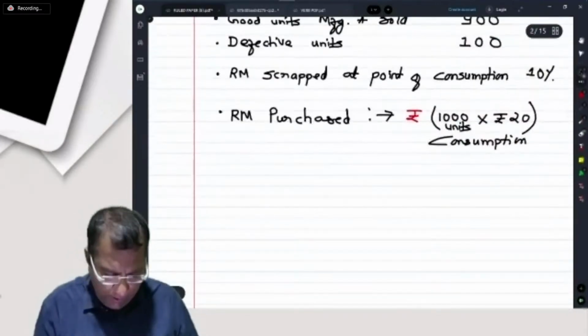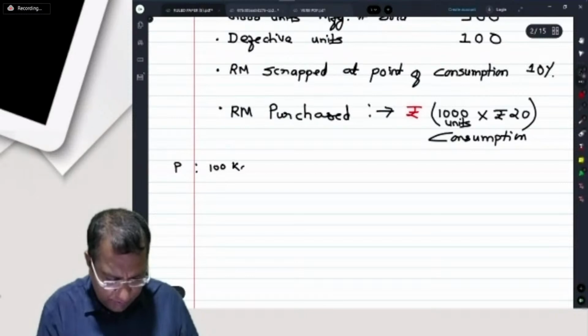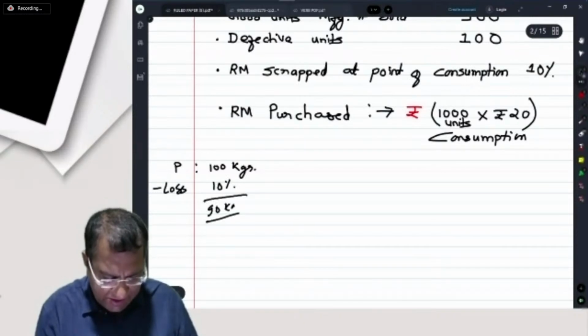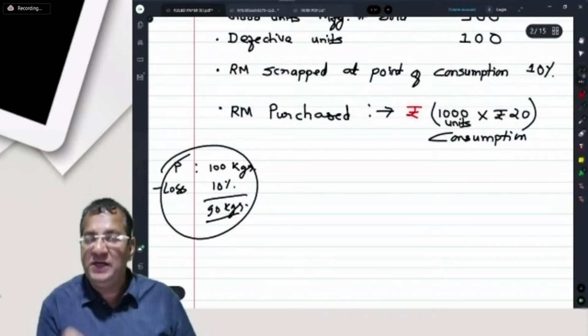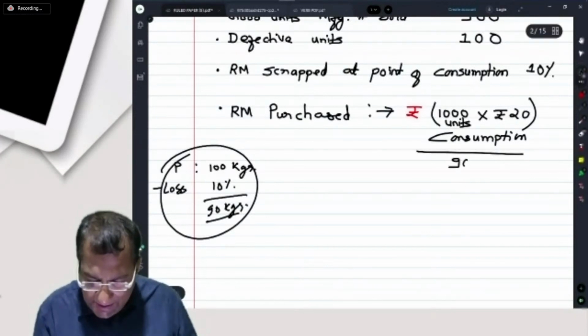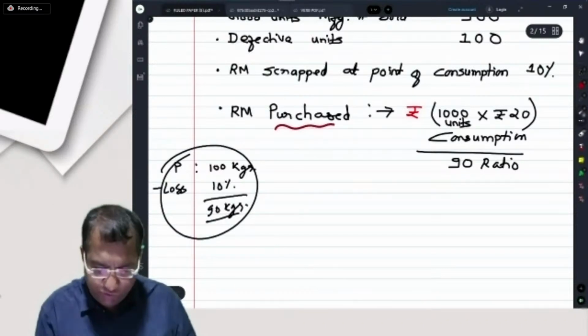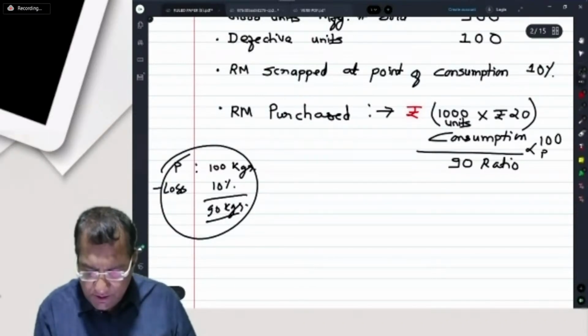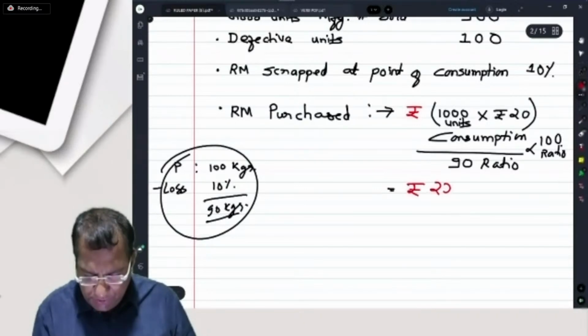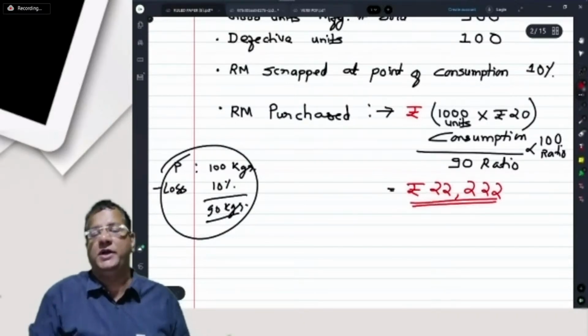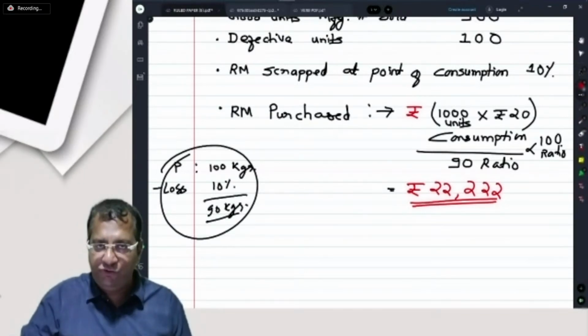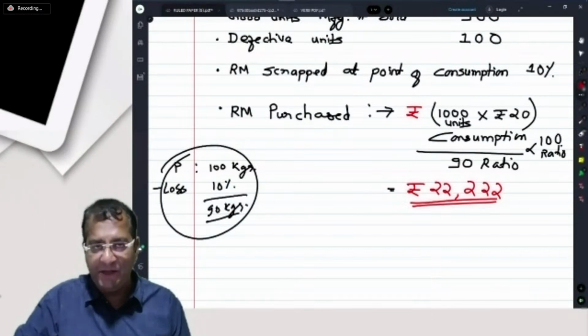Let's assume if I purchase 100 kgs, then I know that there will be a loss of 10%. So the consumption will be of 90 kgs only. Whatever has been consumed is equivalent to 90 in ratio. I have asked you about the purchase of raw material, so purchase will be 100 ratio. Therefore, 22,222 rupees worth of raw material has to be purchased so that I can consume 20,000 of raw material to manufacture the finished goods. The remaining 10% will be scrapped in the production process.